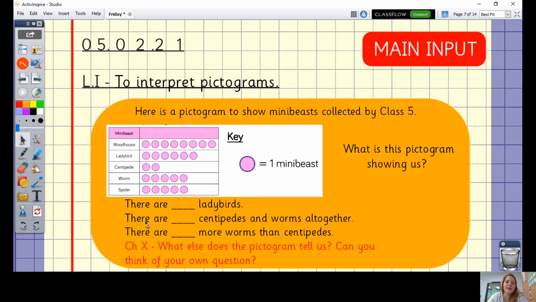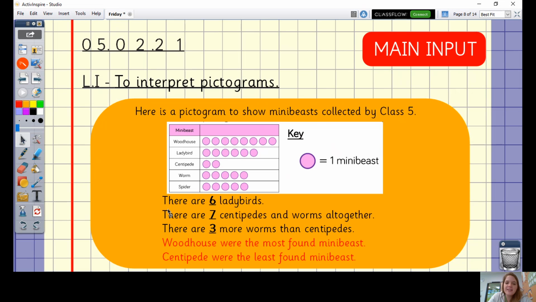Okay, let's go through those sentences now. Hopefully you've had some time to go through and answer each of those sentences and to try and think of your own question. Okay, so there are 6 ladybirds. There are 7 centipedes and worms altogether. There are 3 more worms than centipedes.